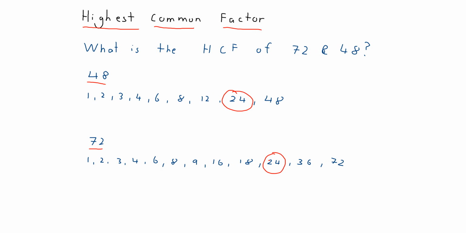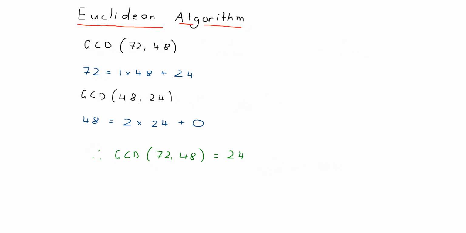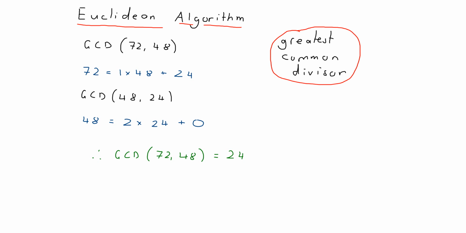So the next thing we're going to do is use the Euclidean algorithm to find the highest common factor. Let me show you what that is. What I want is the highest common factor. Sometimes it's written as GCD, which means greatest common divisor, but that just means the exact same thing as the highest common factor. So when you see GCD, remember that's just the same as HCF.